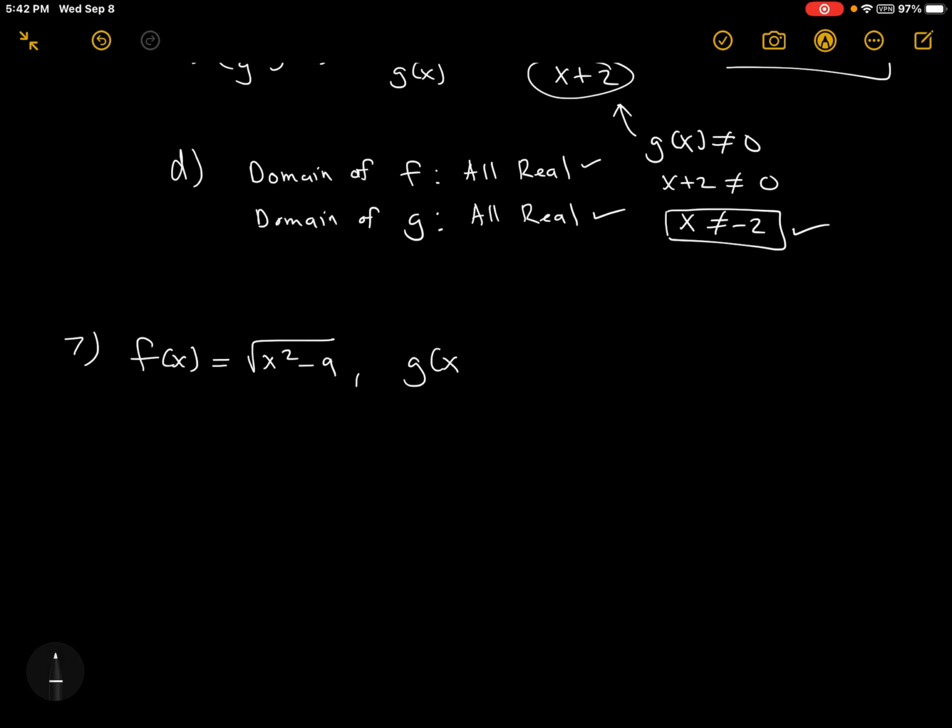Okay, so again, I'm going to breeze through parts A through C, right? Part A asks us to find what f of x minus g of x is, and I'm not even going to bother simplifying or whatnot. I'm just going to leave it like this.